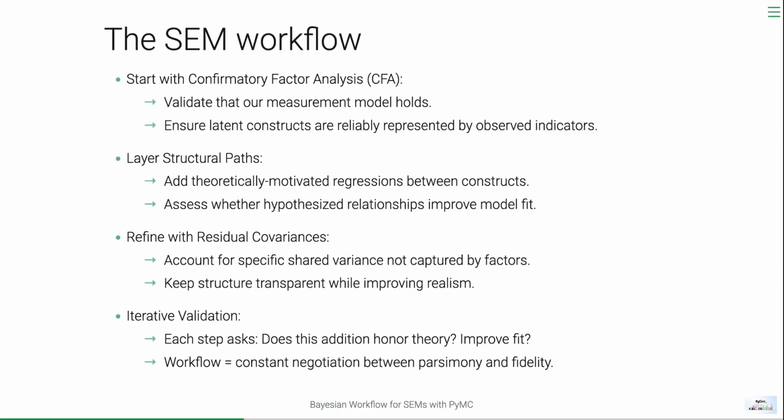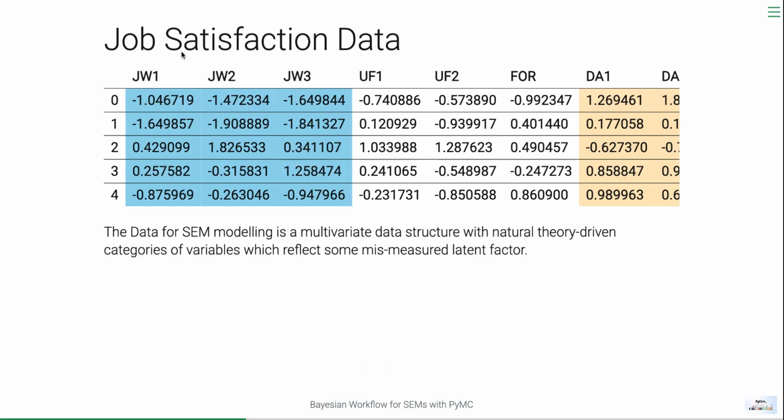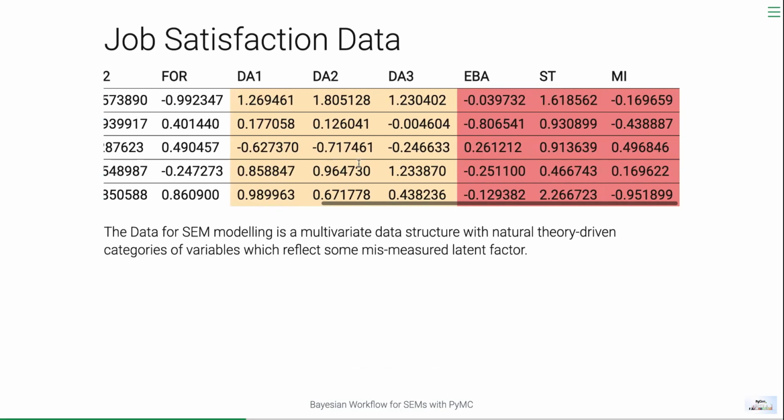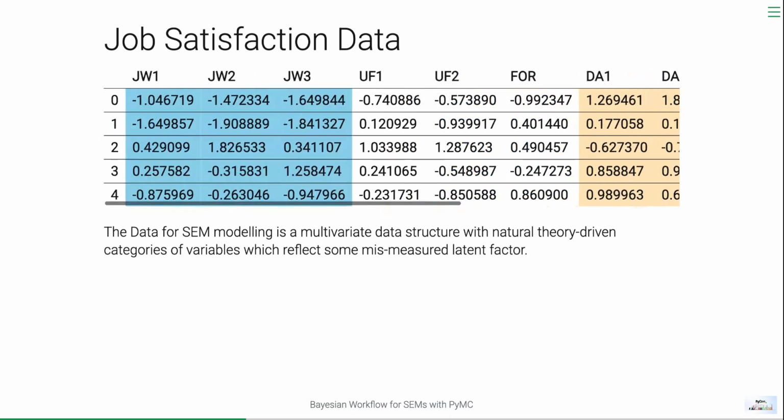But like I said, our data set looks like this. We have 12 indicator variables. They're grouped here, color-coded in this setting to indicate which three load on which of the latent factors. So the blue here, JW1, JW2, JW3, are our scores on a job satisfaction question in our survey data. And we want to take those three measures and derive a measure of an individual's job satisfaction.